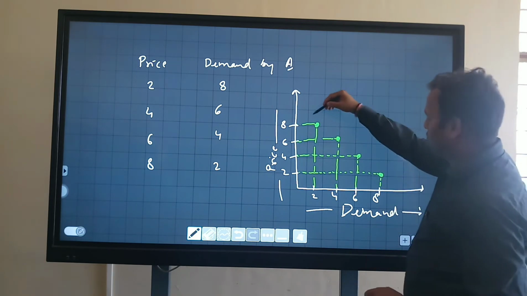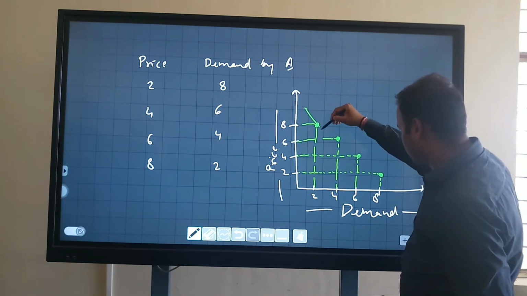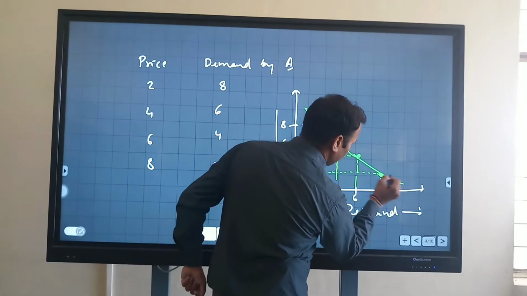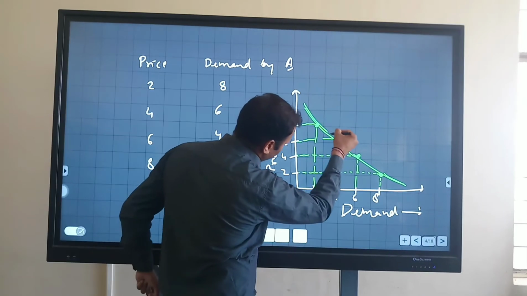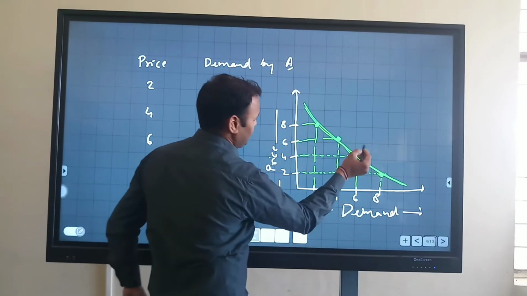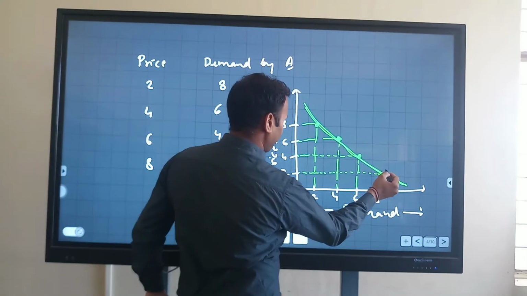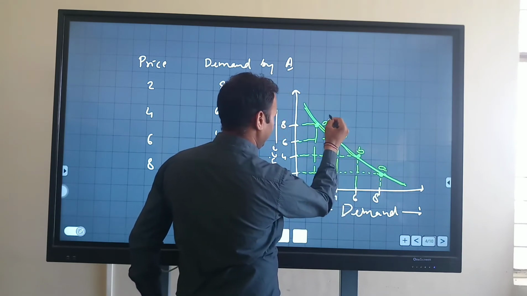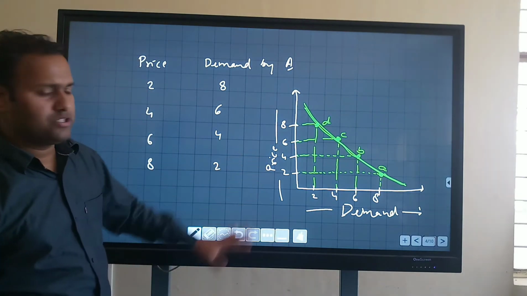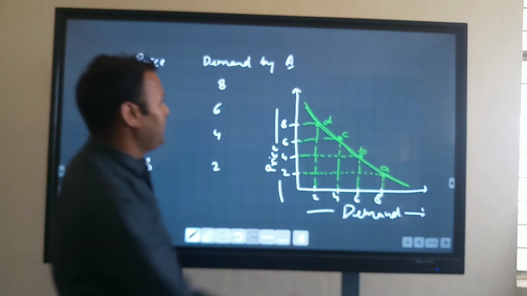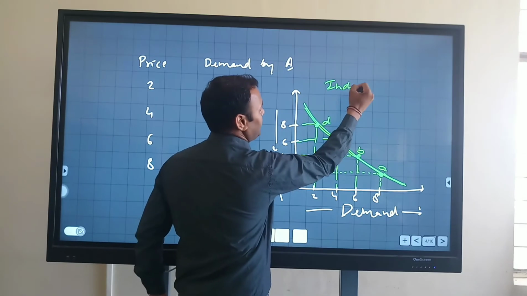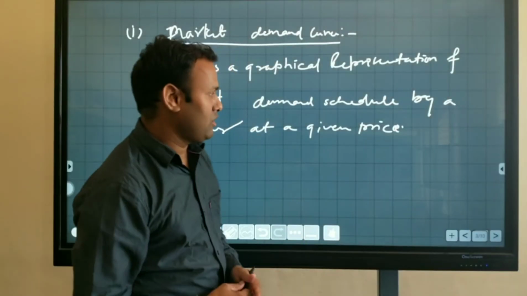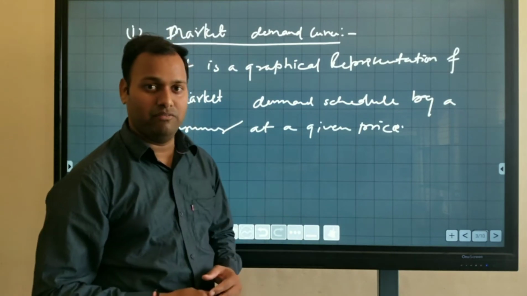So what we will do is just join the points. We label them A, B, C and D. So this is the individual demand curve.